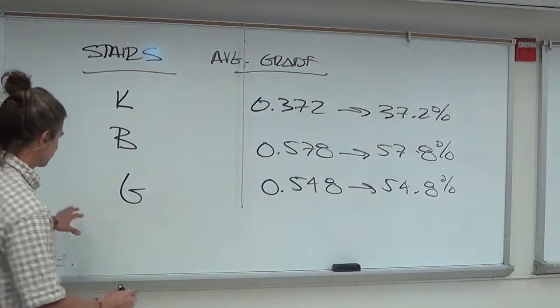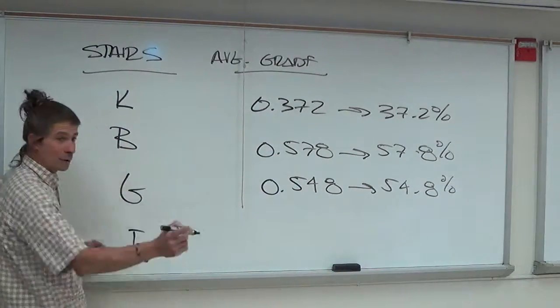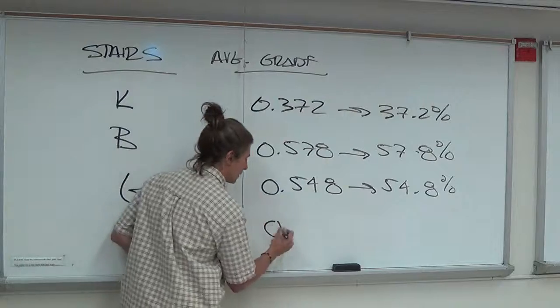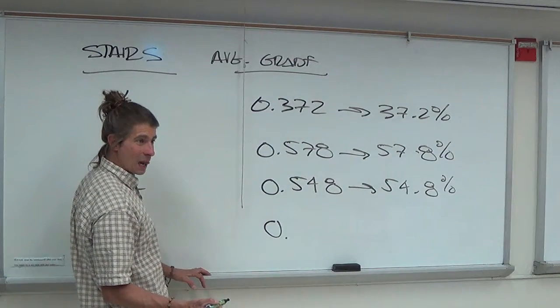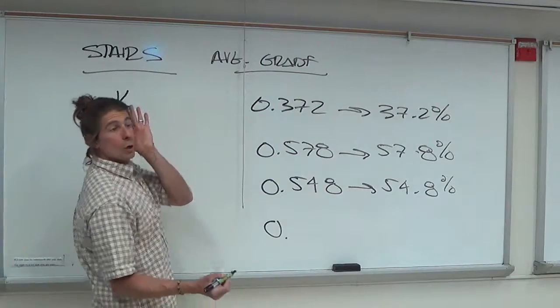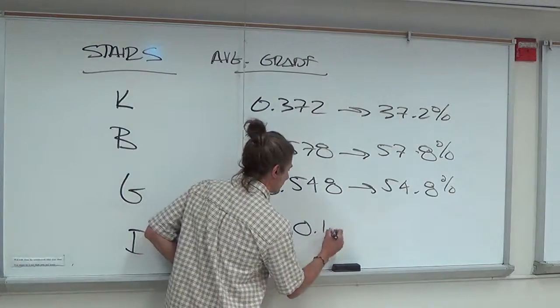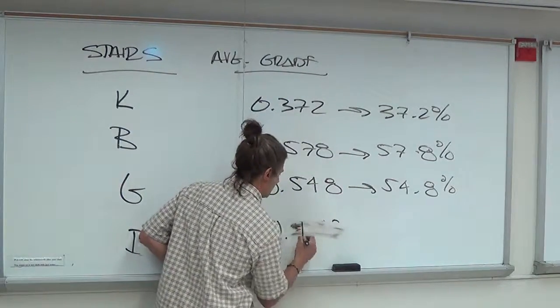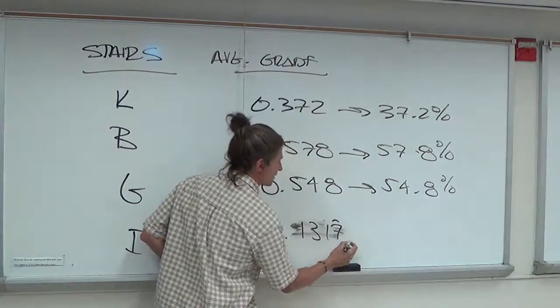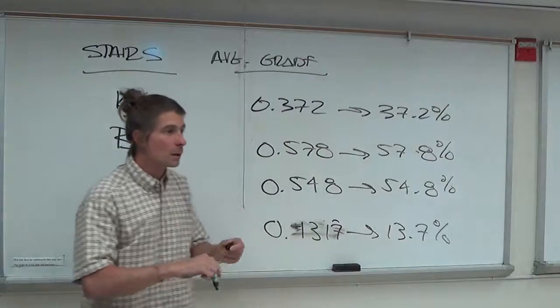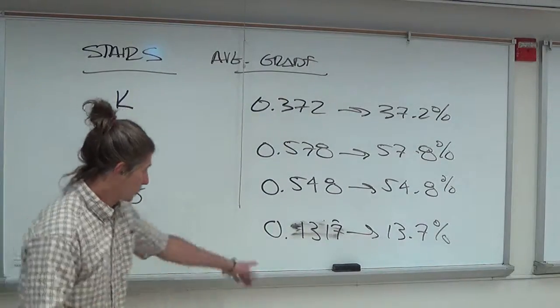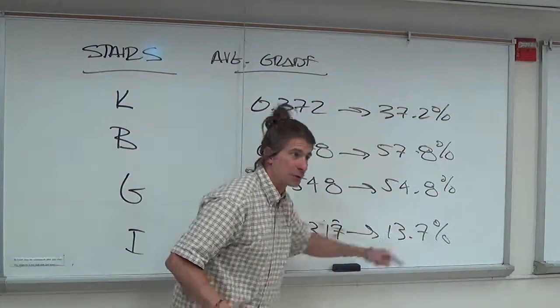Give me your letter. I. Steps I. What was your average grade? 13.17. Look at the difference in the grade there, friends. That wasn't percent, that was just 0.1317, okay, 13.17.